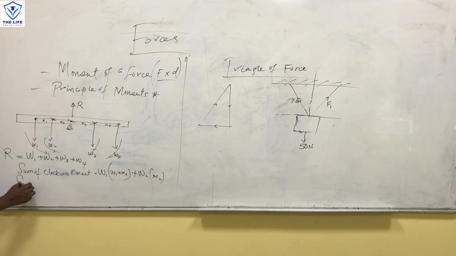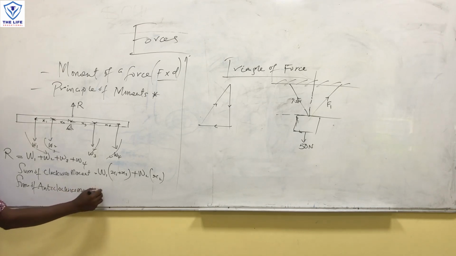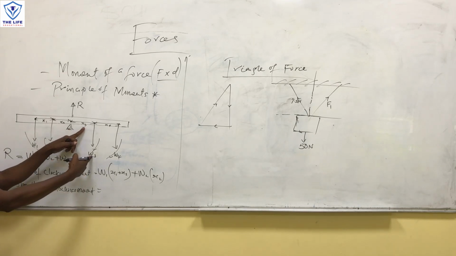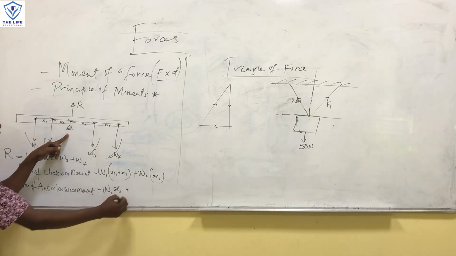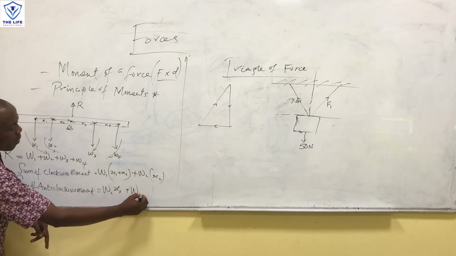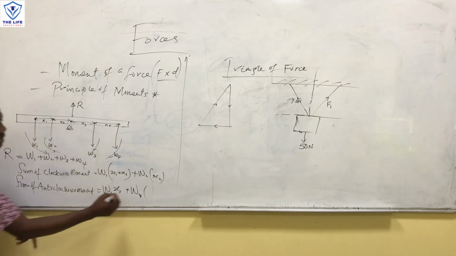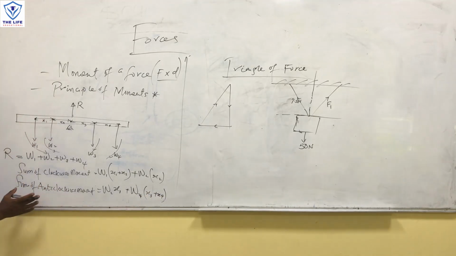Now, the sum of clockwise moments will be W3 multiplied by x3, W3 x3, plus W4 multiplied by the distance. The distance of W4 to the pivot is x3 plus x4. Alright? So if you are given any question, you just equate these two equations and you find any unknown. Alright?